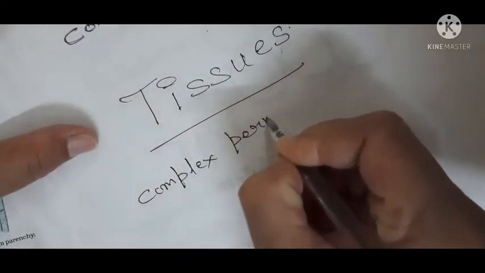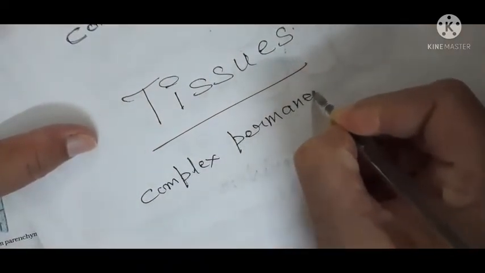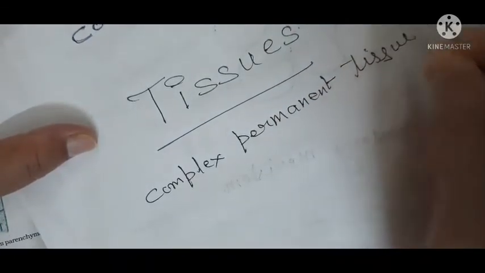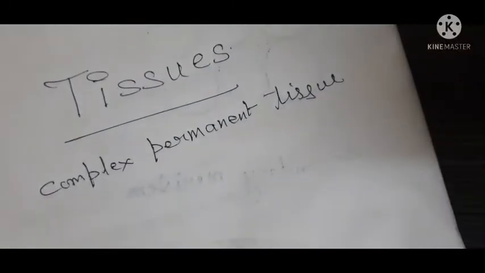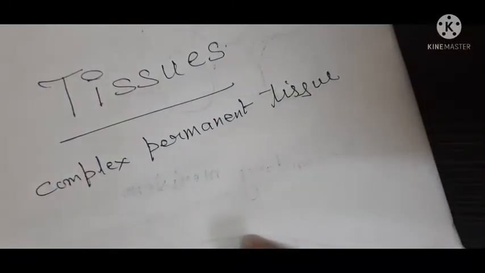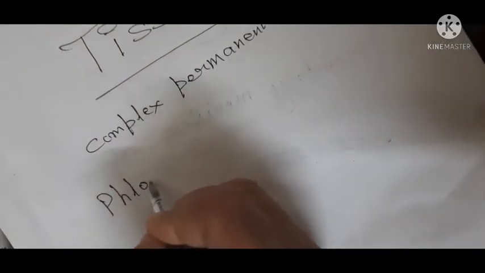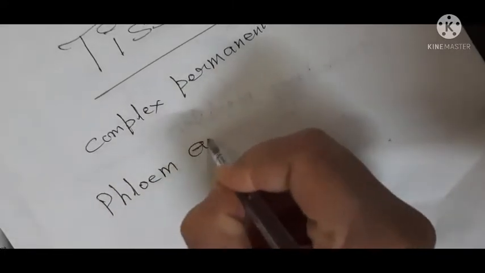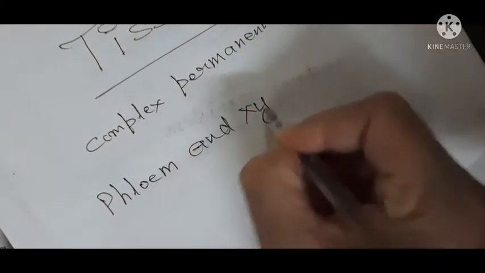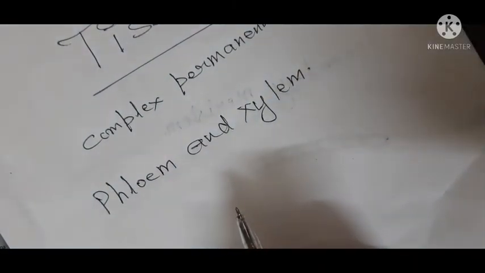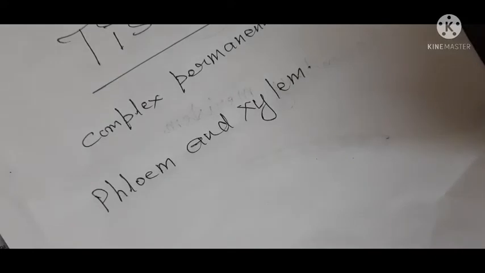Okay, so this is the complex permanent tissue which consists of more than one type of cells. For example, phloem and xylem. Okay, so they are the complex permanent tissue. Now please see here page number 72.